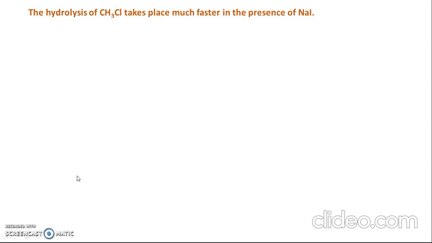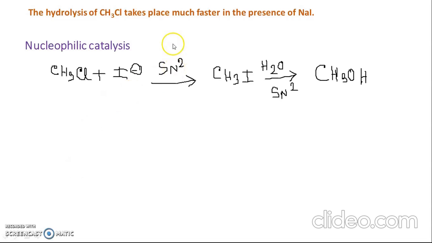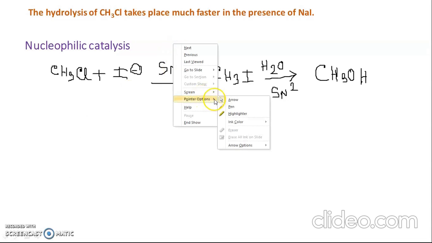So basically here the reaction is between methyl chloride plus H2O, and the product that you can expect is methanol. Now this reaction, when done in presence of sodium iodide, takes place at a much faster rate. But if you are not using sodium iodide, the reaction is simply CH3Cl plus H2O giving methanol, and it happens at a slower rate. So what is the reason behind that? That we have to see here. Actually here nucleophilic catalysis is taking place.